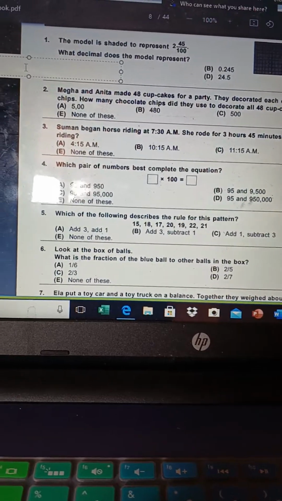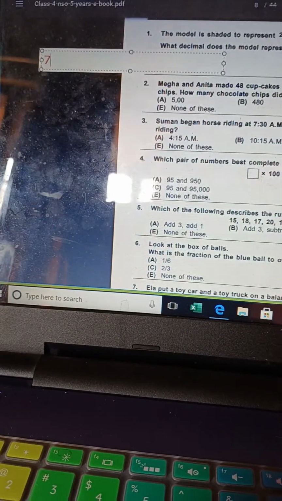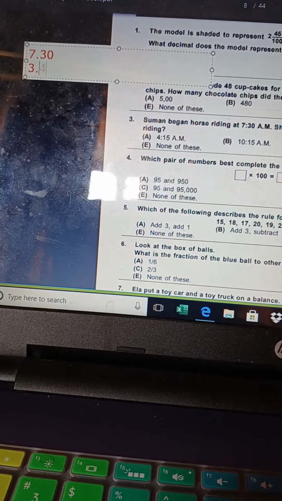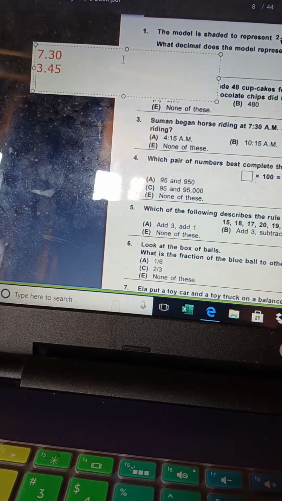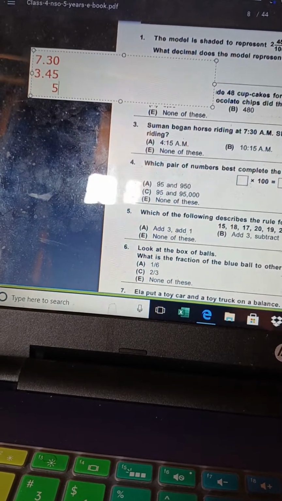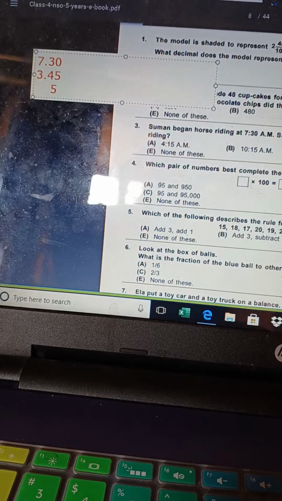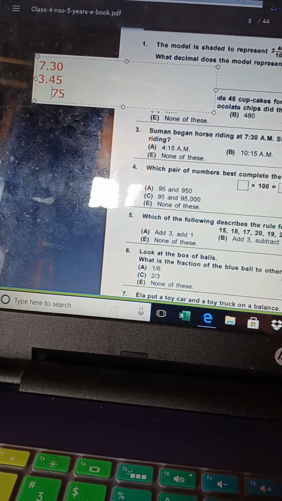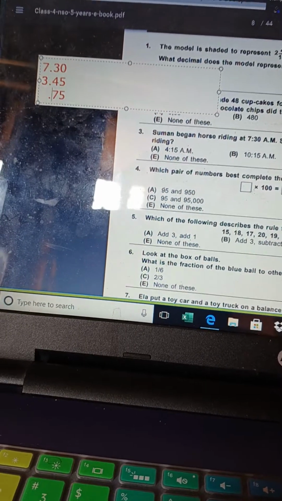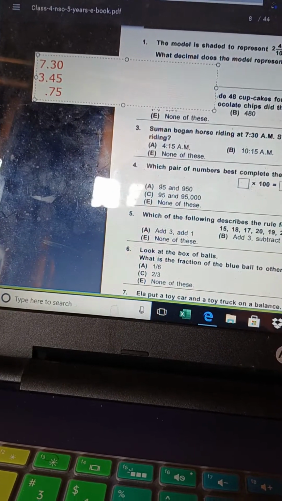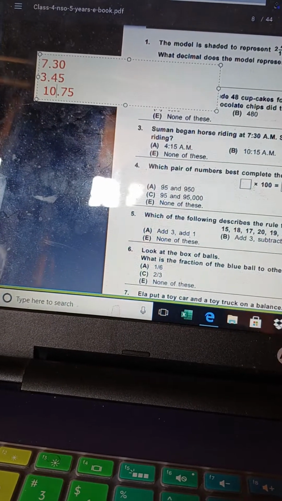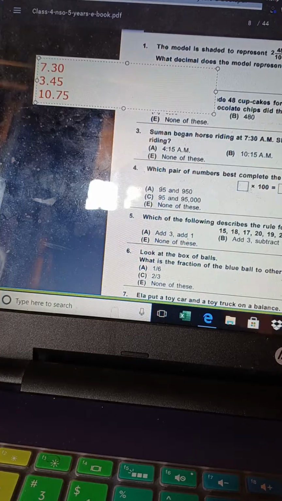So that will give us 7.30 plus 3.45. 0 plus 5 is equal to 5. 3 plus 4 is equal to 7. This point will come as it is here, and then we add 7 plus 3 is equal to 10. So 10.75 is the answer.